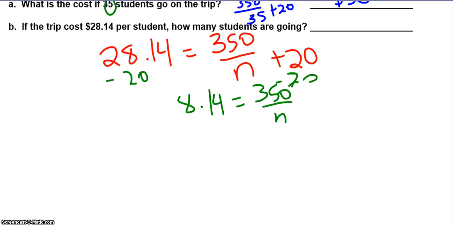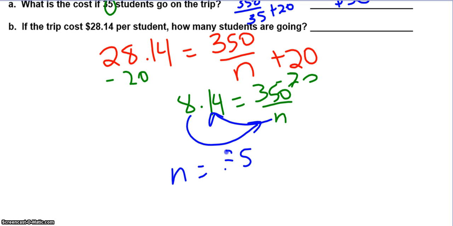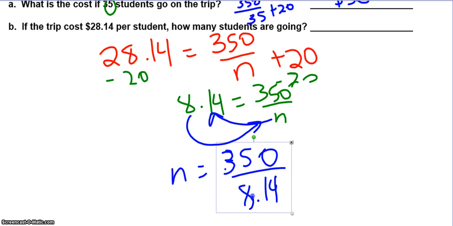I didn't really show you, but when you multiply by this n, you're going to then have to divide by 8.14. So n is equal to 350 divided by 8.14. And when you plug that in, you get a whopping 43. So 43 students are going on the trip if it costs $8.14 per person. Okay, if you're lost at any point, make sure you stop it.